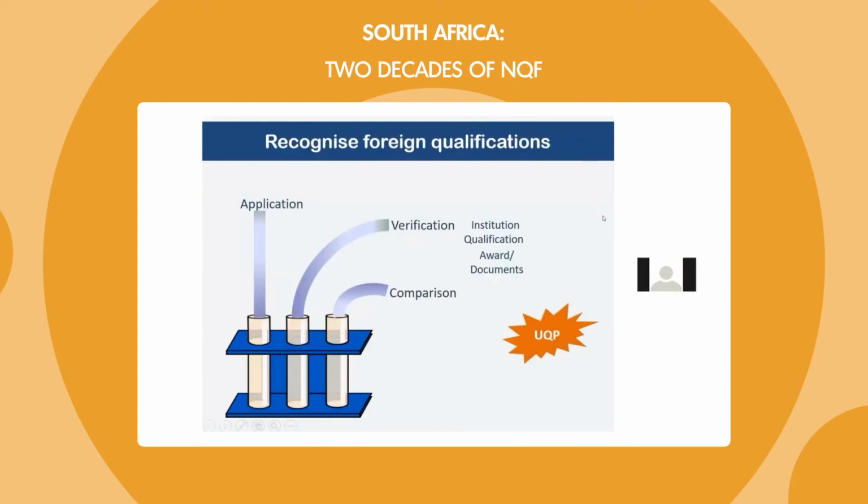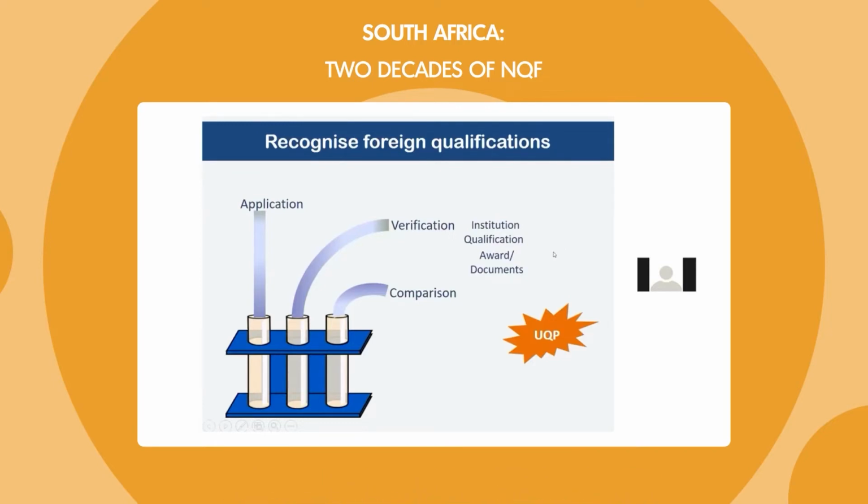So we also recognize foreign qualifications. There are 3 parts to the process. People apply, then we first verify that qualification. When we verify, we look at whether the institution is an authentic institution. Is it recognized in the country of origin? Then we look at the qualification to see whether that qualification is recognized in the country of origin, and whether the institution actually has the right to offer that qualification.